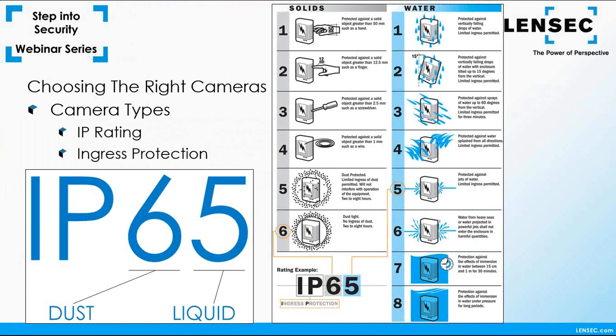IP66 is also dust tight and survives jets of water with no ingress. IP67 is dust tight and will survive an immersion in water to a certain degree for a limited period of time. And an IP68 camera means the housing is dust tight and immersion in water under pressure for long periods of time is allowed.